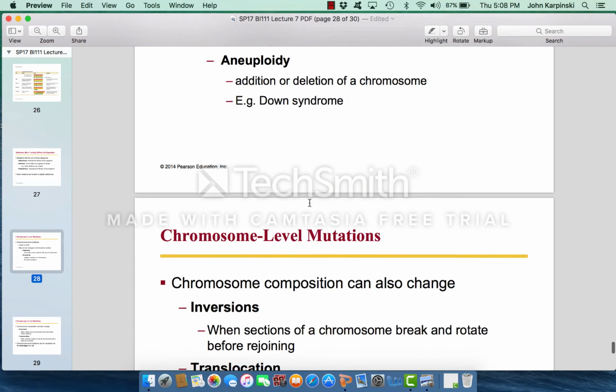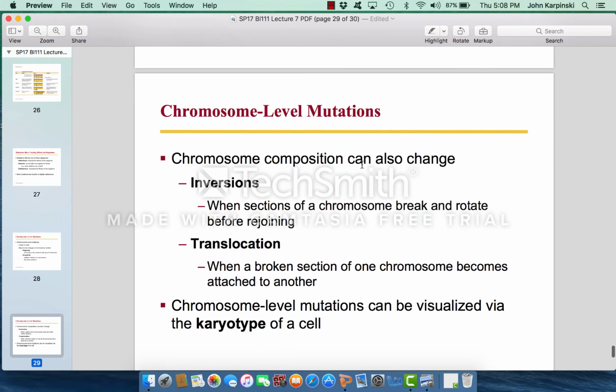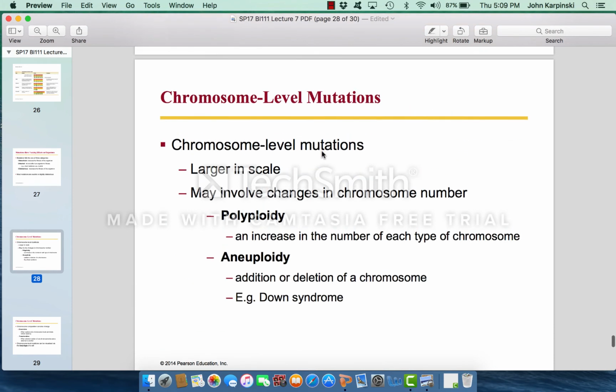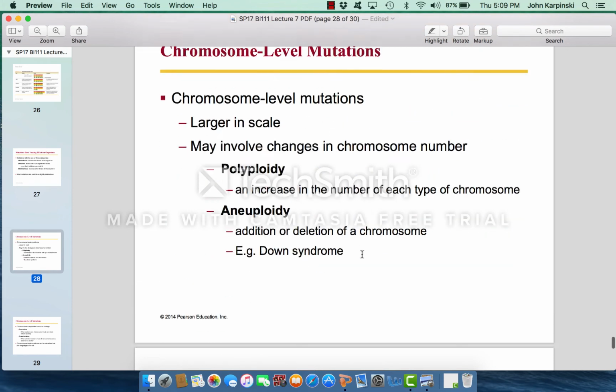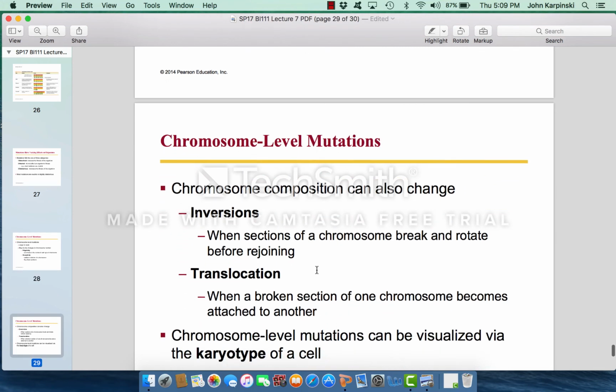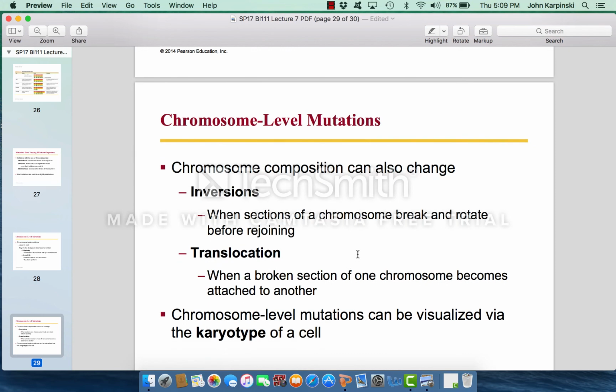In addition to polyploidy and aneuploidy, there are 2 other types of chromosome-level mutations. Whereas polyploidy and aneuploidy involve whole chromosomes, these 2 types of mutation, inversion and translocation, involve just parts or segments of chromosomes. So an inversion occurs when a whole section of a chromosome breaks off of that chromosome and then rotates and reconnects. As you can imagine, that would totally change the genetic sequence and lead to some damaging consequences.